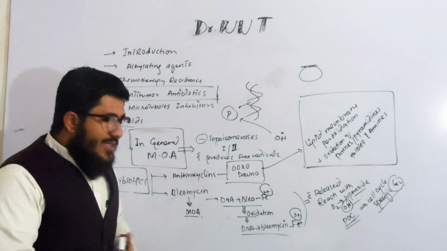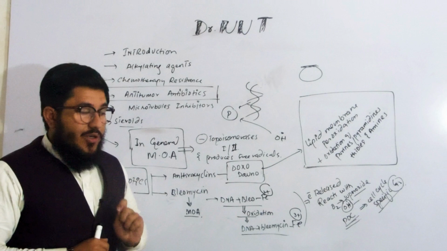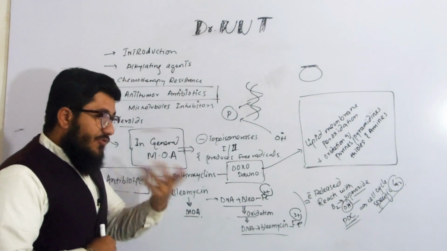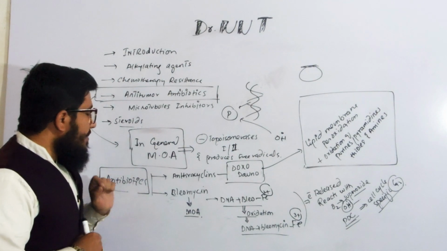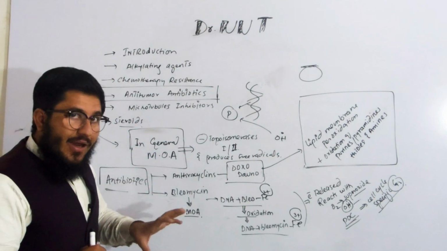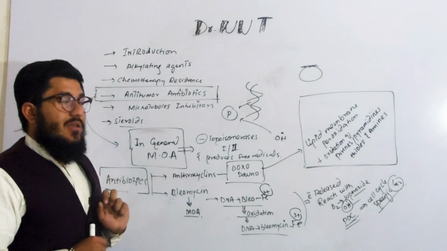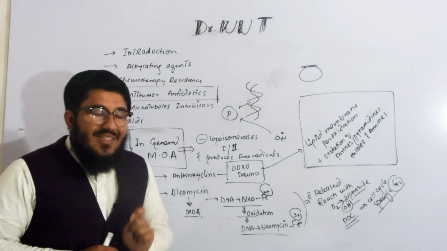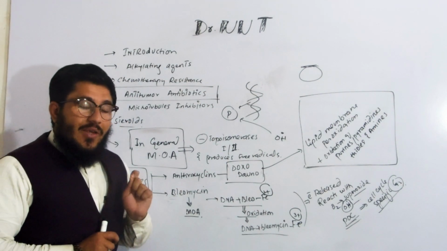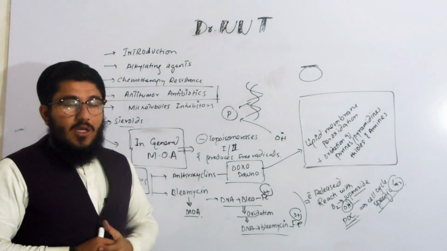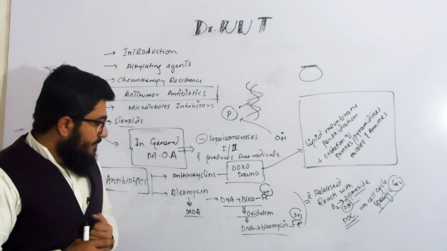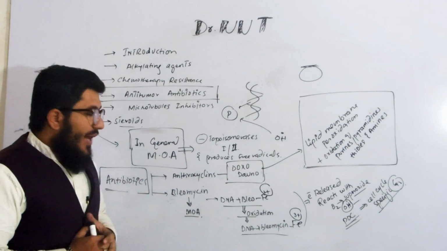Okay, today's lecture is in English, which means this video is in English. We have the video in Urdu also, and it is about the antibiotics, anti-tumor antibiotics, specifically bleomycin. What is bleomycin? It is an antibiotic that is used for the purpose of tumor. You can say anti-tumor. So what is its mechanism of action?